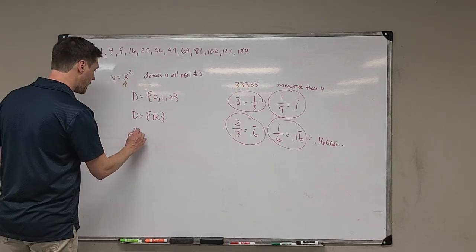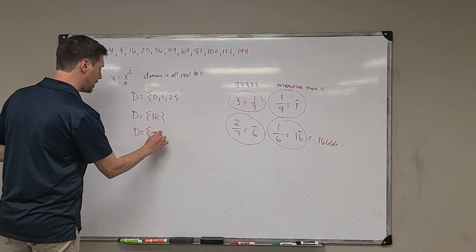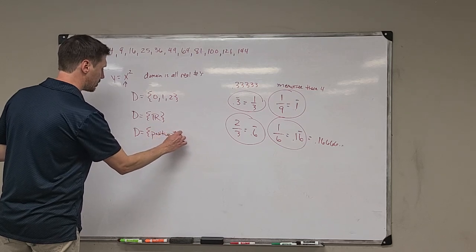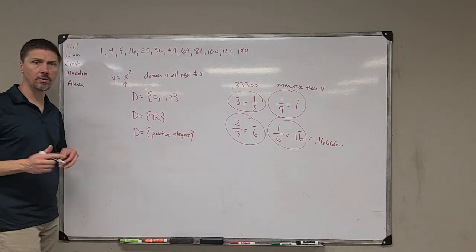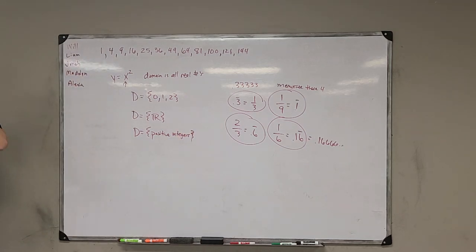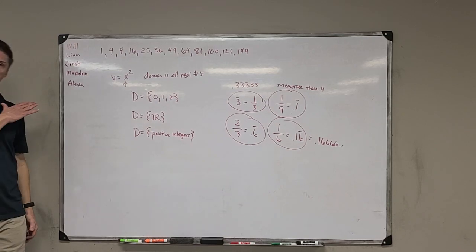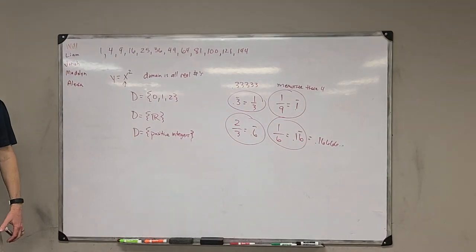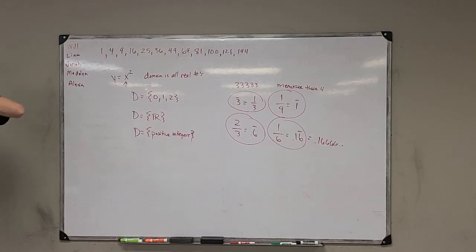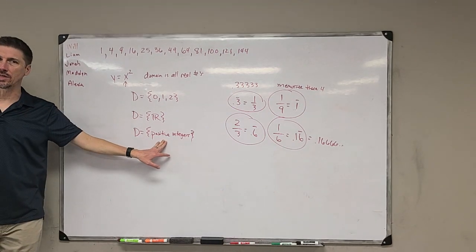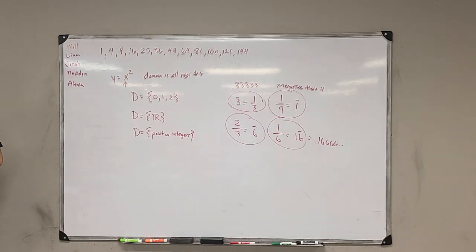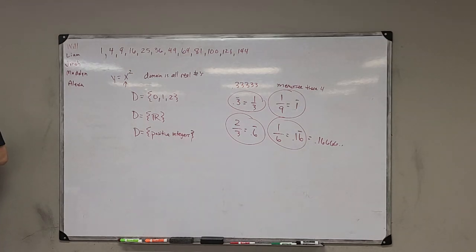Or you might see a domain that is listed as the positive integers. What are integers again? Does anybody remember? Yep. Positive and negative numbers. Yeah, whole numbers, right? No decimal. So from negative infinity to negative 5, negative 4, negative 3, negative 2, negative 1, 0, 1, 2, 3, 4, 5, only positive infinity. It would be all of the integers. So when they're saying the positive integers here, they mean 1, 2, 3, 4, 5, right? What we would call the counting numbers.